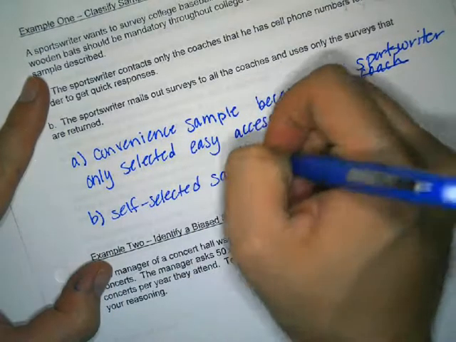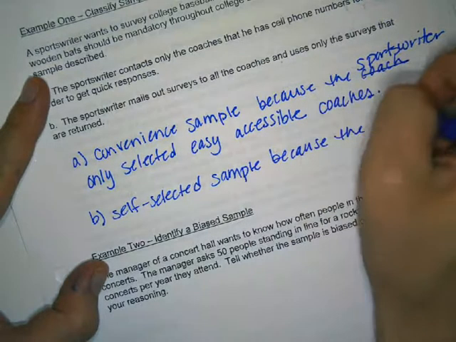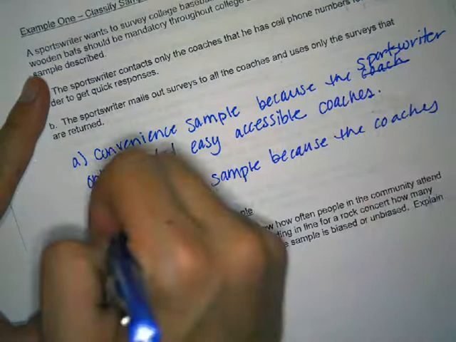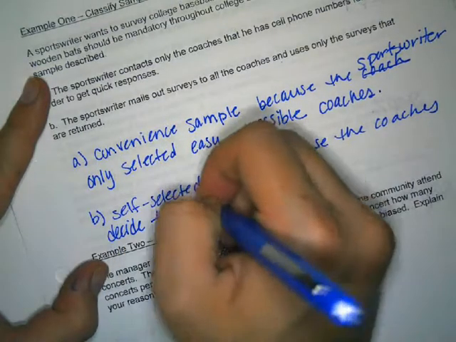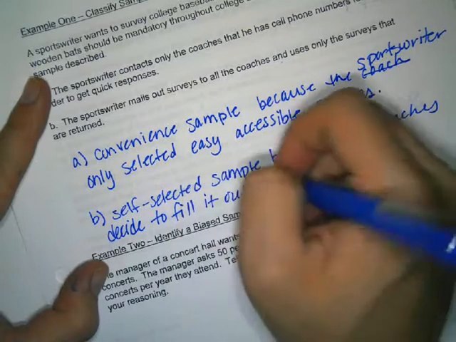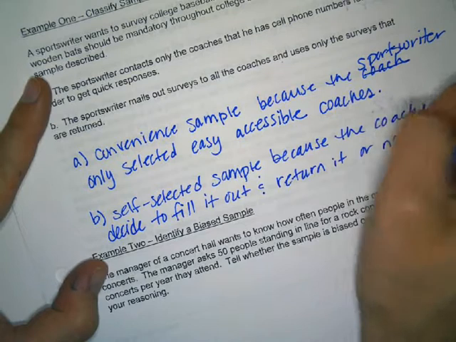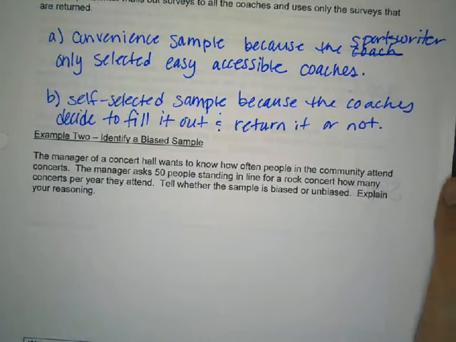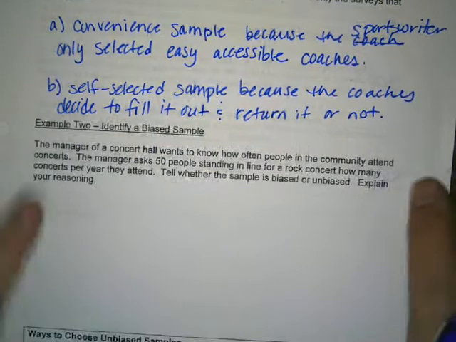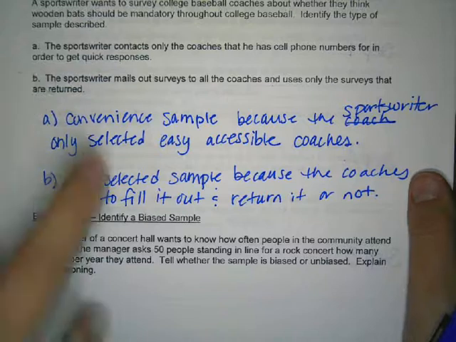The reason, because the coaches decide to fill it out and return it or not. They don't have to. Okay. So you have to be able to do that. Be able to read a situation, read what kind of sample is done, and then identify what type it is.